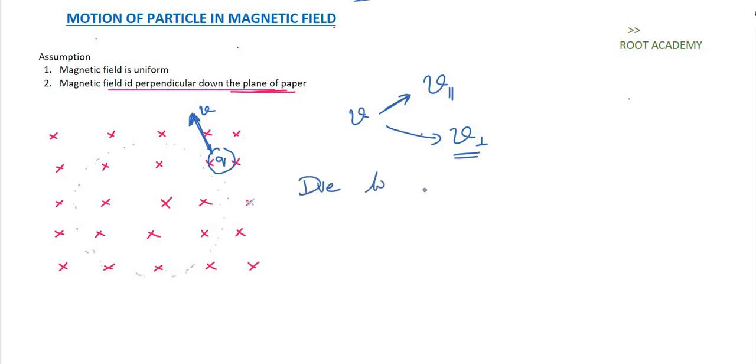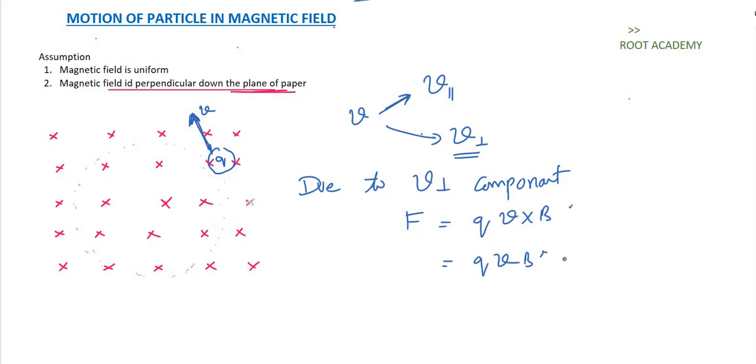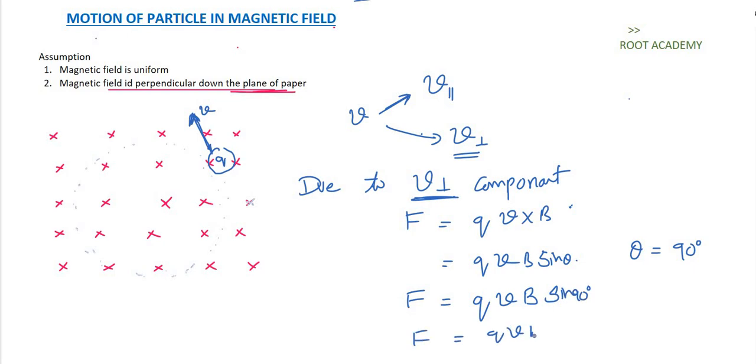So write down, due to the perpendicular component, how much force will it experience? It will experience F is equal to Q V cross B, which is nothing but QVB sine theta, and the component is perpendicular to the field. So that means theta is 90 degrees. So the force experienced by the particle will be QVB sine 90. Sine 90 is 1. So force will be basically QVB.